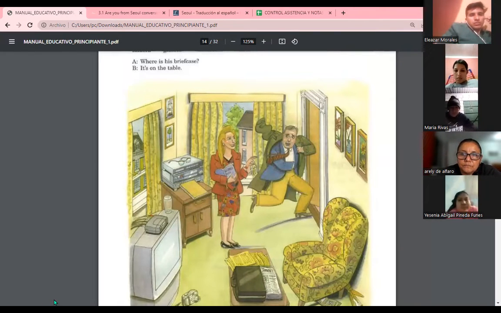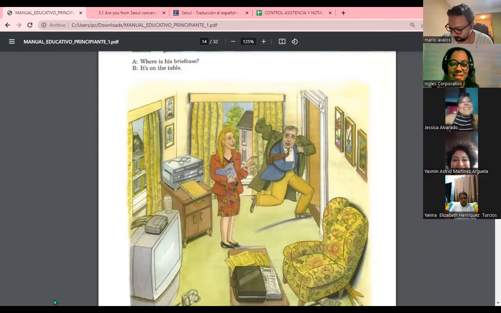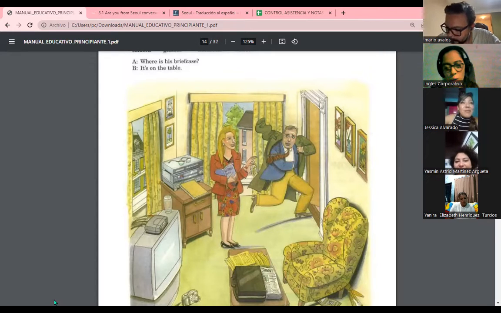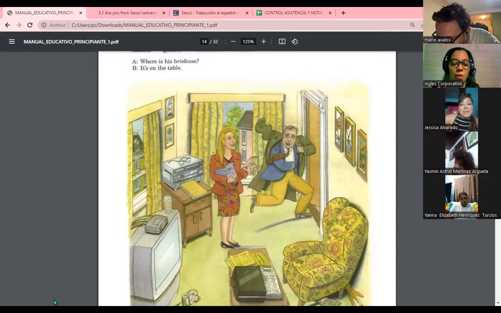Ahora, Jasmine, pregúntele a quien usted quiera. Jessica. Okay, Jessica, ready? Okay, hello, Jasmine. Where is the sunglasses? ¿Dónde están los lentes? The sunglasses. On the radio, yes, on the radio. Good, excellent. Very good, Jessica.